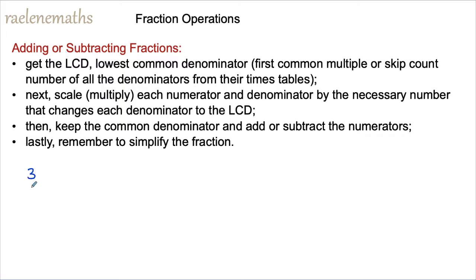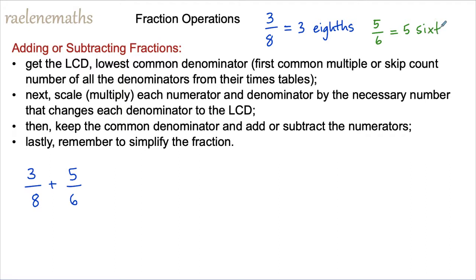Let's consider two fractions, 3/8 and 5/6. If we add them together, the first step we need to do is get a common denominator. Let's really think about what 3/8 means. This is 3 of these eighth kind of objects. And we are going to add that to 5/6, which is 5 of these sixth objects.